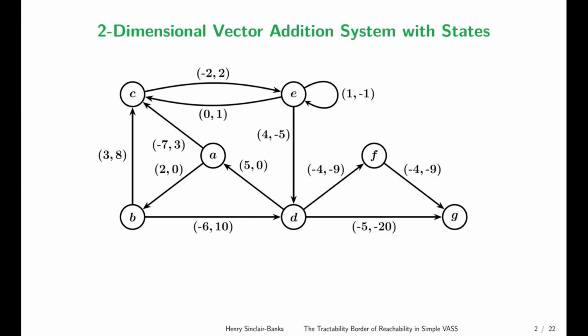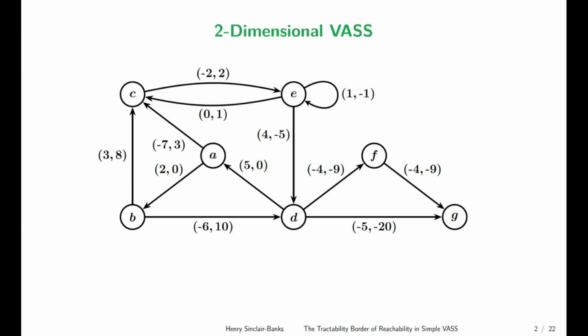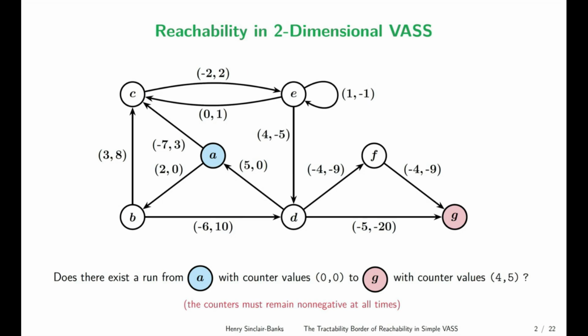So here is a vector addition system with states. Specifically a two-dimensional one, so it consists of states that are connected by transitions that are labeled by two-dimensional vectors. And we'll shorten vector addition system with states to VASS, otherwise I'll run out of time. And I'll ask the question of reachability. So is there a run from a given initial configuration to a given final configuration?